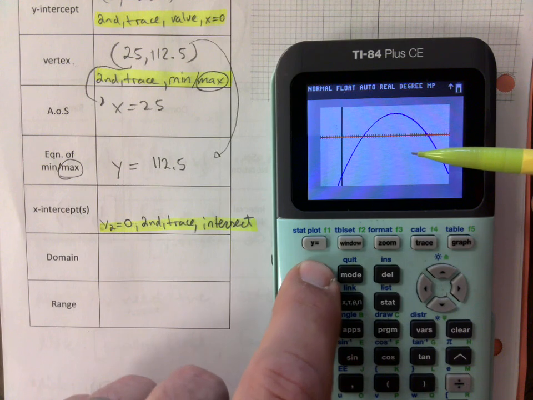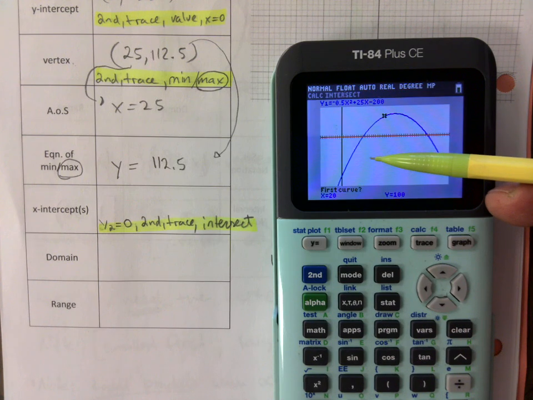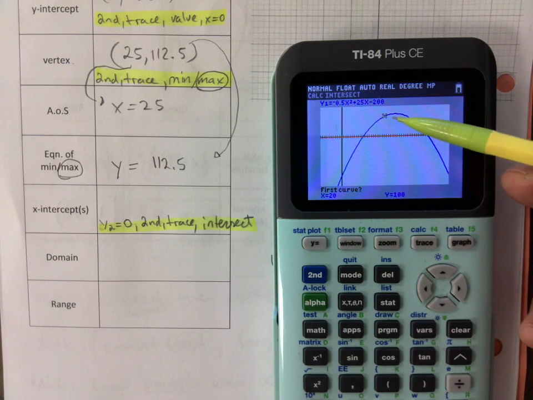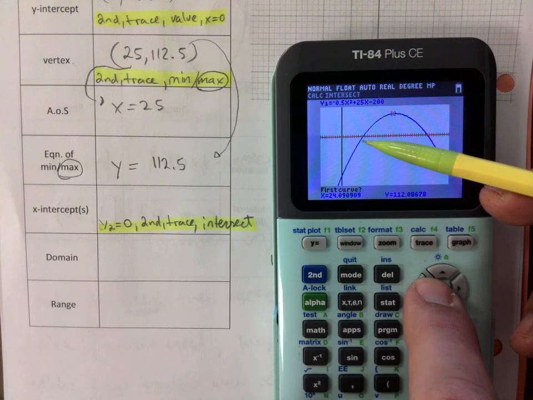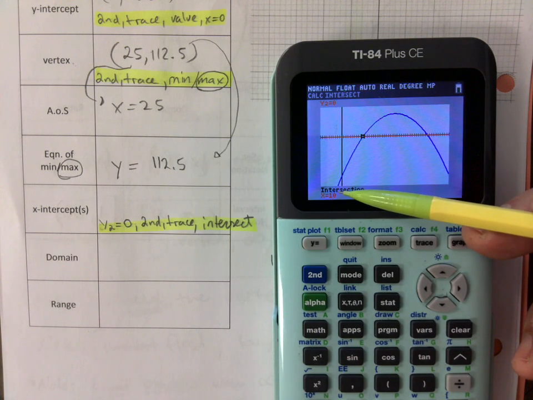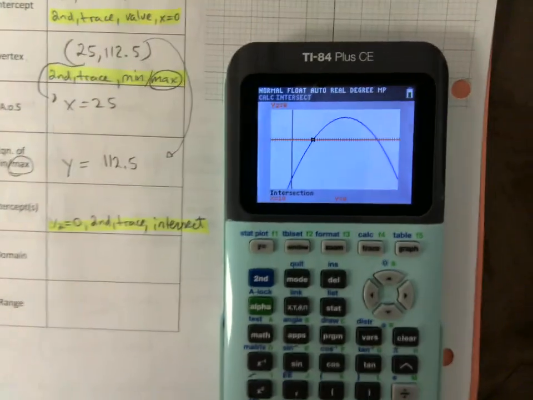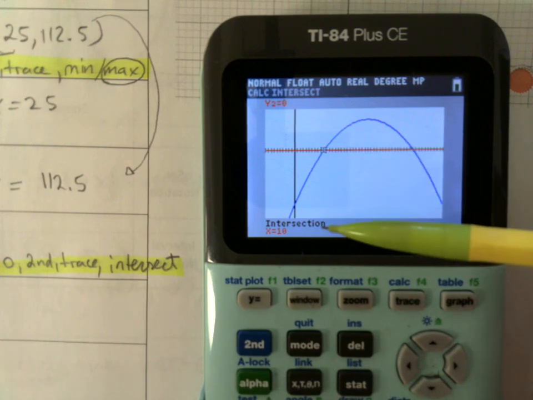So you're going to go second, trace, intersect, which is option number 5. And this is a little easier, folks. You got to go with a cursor. So if you want to find this one, ready? You just go a little closer to it, as close as possible. That is good enough. And then you just press enter 3 times. Enter, enter, enter. And you get 10, 0. Okay? I got 10, 0 on my screen there. And you know you used intersection, so that's good.